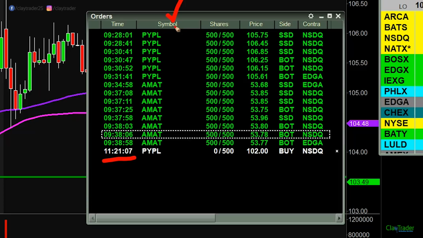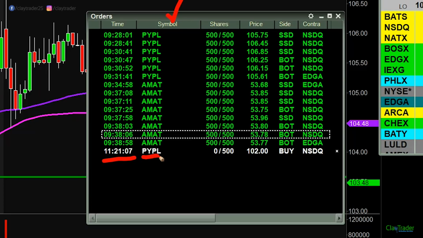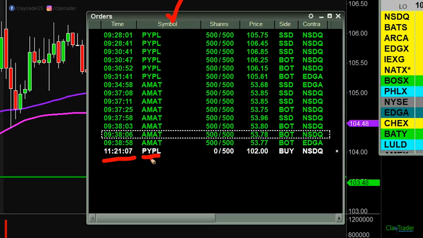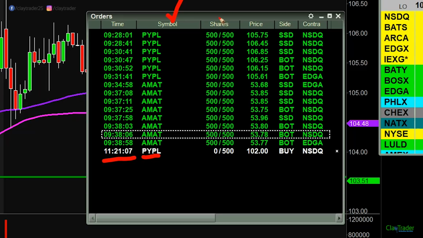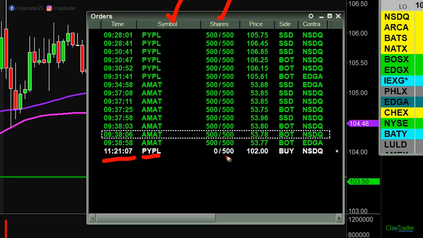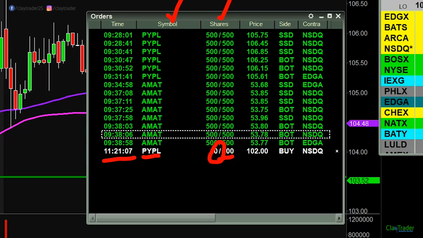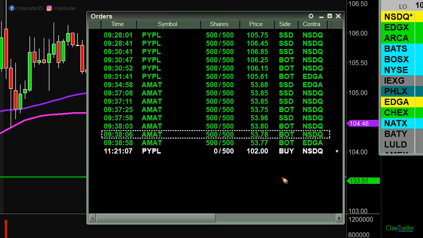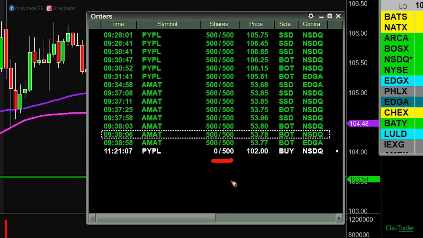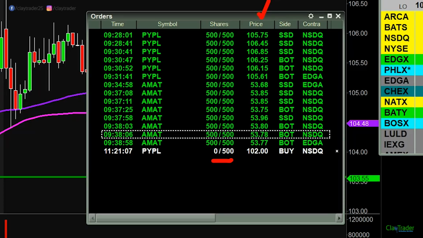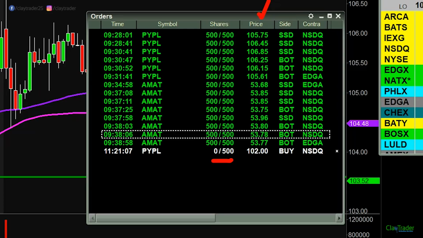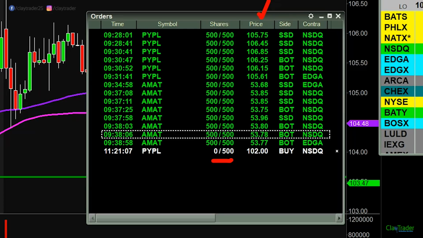Over here we have the symbol. So the ticker symbol, it's telling you on what stock you actually want to buy. PayPal, and then the shares, meaning, well, what's the amount? So right here, I told it that I want 500 shares. And as of right now, I have gotten 0 of the 500. So that's why you have a 0 there that I just covered up. But 0, 500 just means I want 500, but the market has given me 0. The next part, well, the price. Well, okay, yes, Clay, I know you want 500 shares, but at what price do you want those 500 shares?